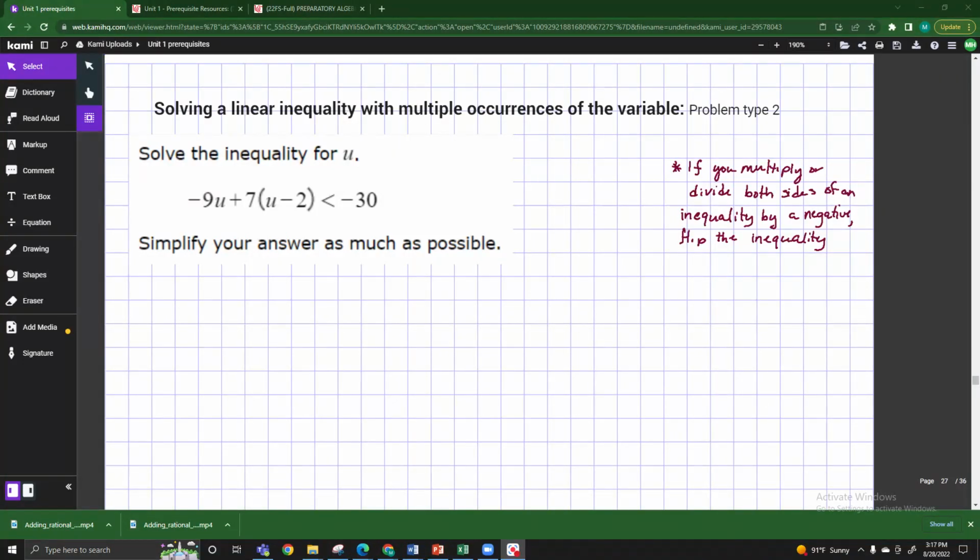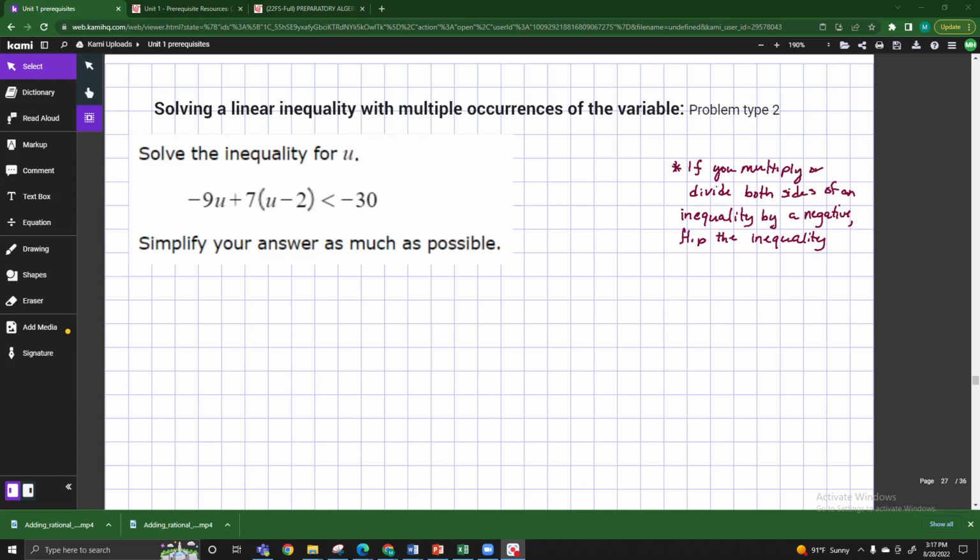Solving a linear inequality with multiple occurrences of the variable, problem type 2. So that's just the style that we're going to have. The one thing that we do have to remember when we have inequalities is if we multiply or divide both sides by a negative, meaning we're getting rid of a coefficient and that's negative, we do have to flip the inequality. Otherwise, it's the same as equations.